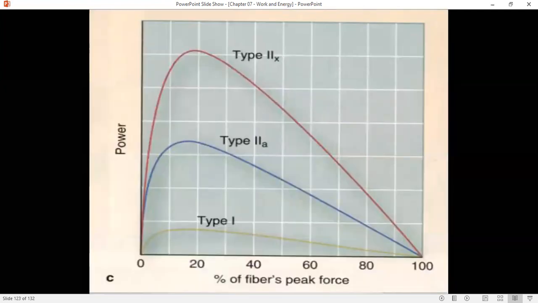Here are the different efficiencies, or different powers, for the different muscle types. And again, distance fibers, these are slow twitch type 1, are very low power. They contract very slowly. Type 2X are the most powerful but least efficient. And type 2A sort of sits somewhere in between.